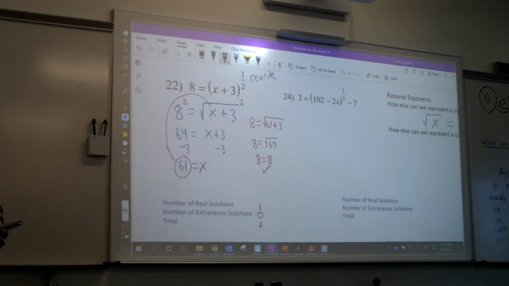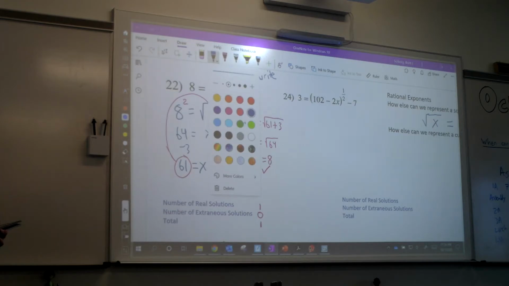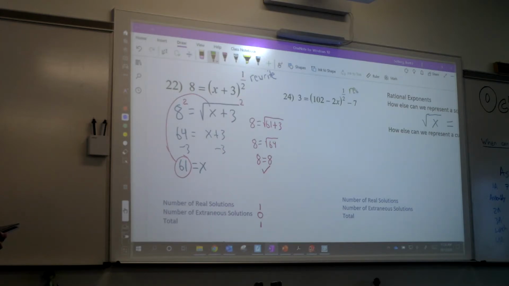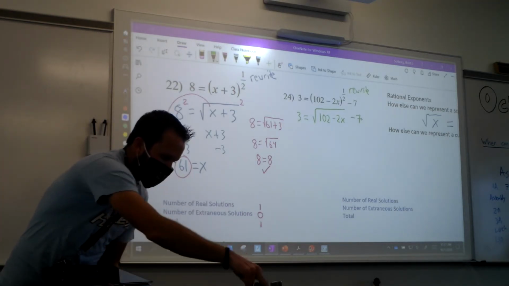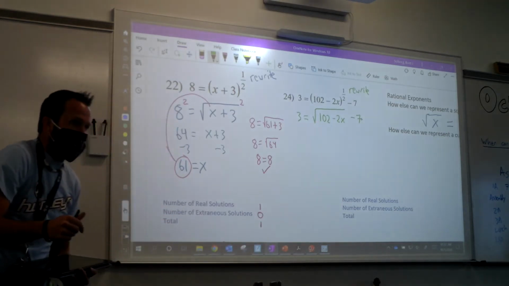So 24. I'm going to rewrite, very first step here, I see that 1/2 power. Let's rewrite that as a square root. So I'm going to do 3 is equal to the square root of 102 minus 2x minus 7. All right, let's go through our steps. So we're going to start off with Antonio. What is step 1?